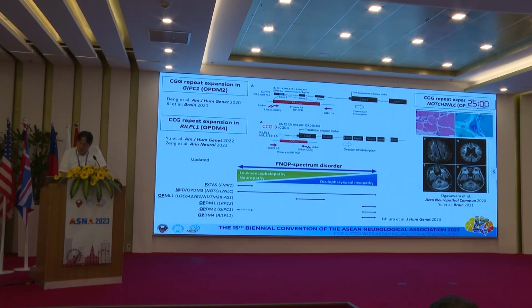In short, CGG or CCG repeat expansion mutations now cause a wide range of clinical spectrums, from leukoencephalopathy and neuropathy to oculopharyngeal myopathy. The clinical spectrum should be called FNOP spectrum disorder, from the acronyms of FXTAS, NIID, OPML, and OPDM.